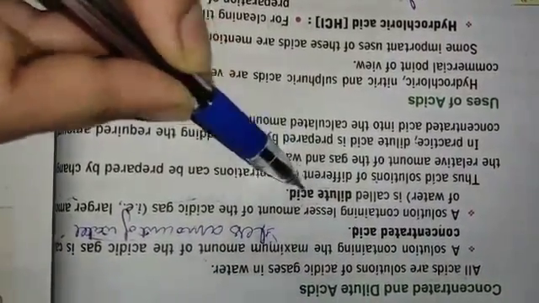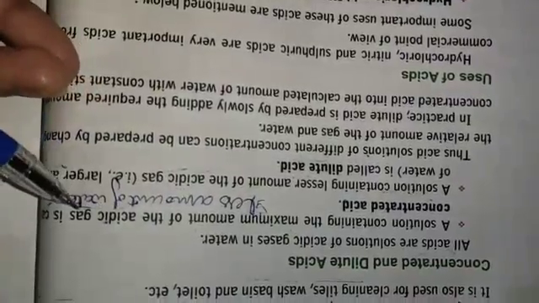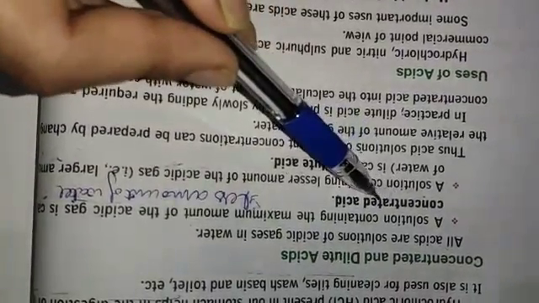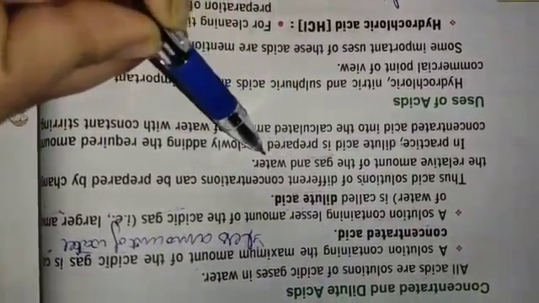If you add more water, then that acid will become dilute acid. If you add less water, then that acid will become concentrated acid. In the same way, if you add the maximum amount of gas, it will become concentrated acid, and if you add less gas, it will become dilute acid. Means by changing the amount of gas and water, we can change the type of acid.